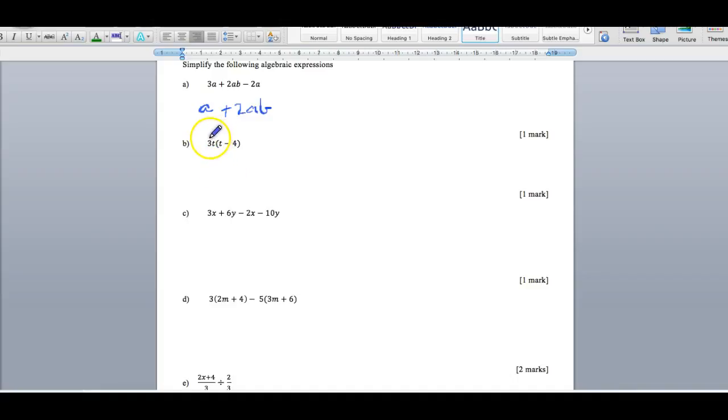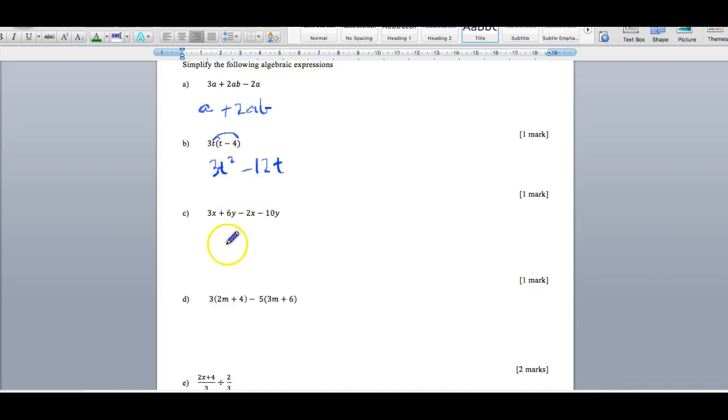The second one, we expand the bracket. So 3t times t gives you 3t squared. And then 3t times negative 4 gives you minus 12t. So just make sure you do both, because often students will forget the second term inside the brackets.